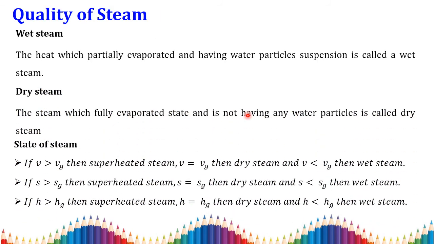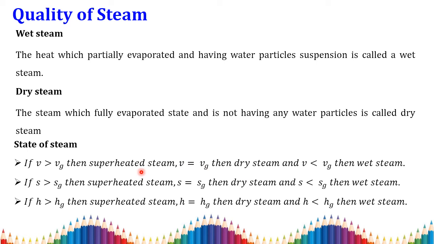Then we need to understand the quality of the steam. The first types are wet steam, dry steam and superheated steam. Wet steam is partially evaporated, with water particles present in suspension. That is, some amount of wetness is present in the steam. Dry steam is fully evaporated, with no water particles existing in the state. For this we have three different conditions: wet steam, dry steam and superheated steam.